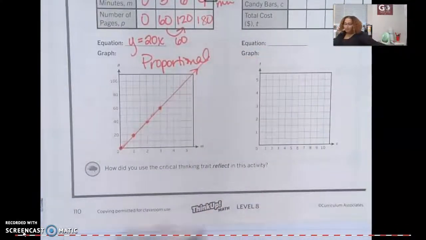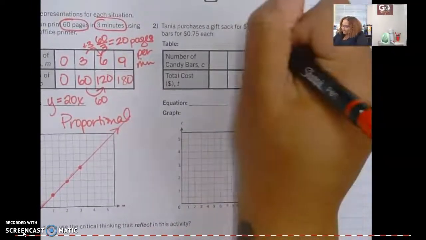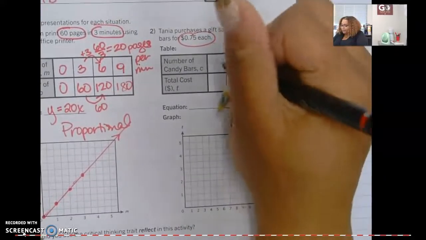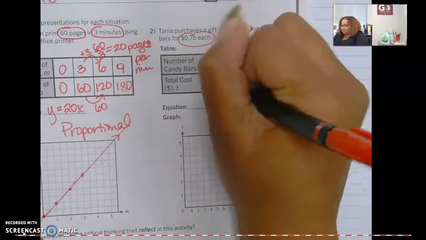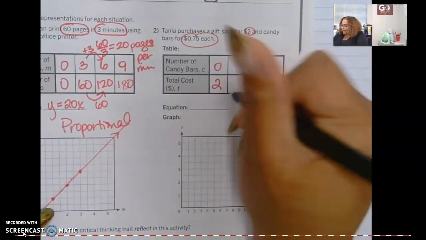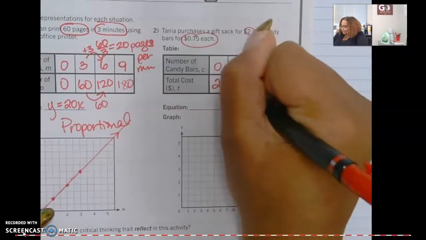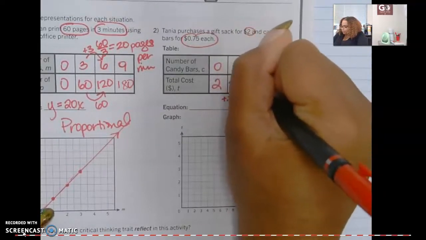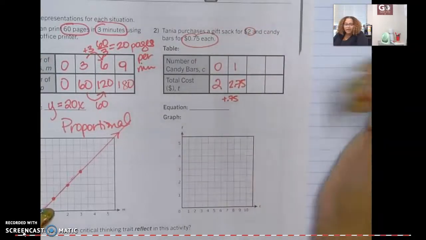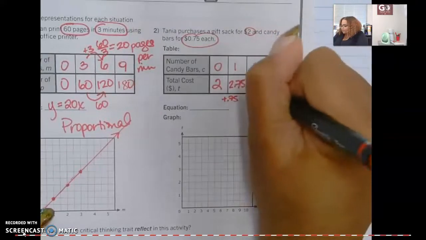Boom. Now over here, it says Tania purchased a gift sack for $2 and candy for 75 cents each. After 0 candy bars, she's already spent $2 on the gift sack. So I'm going to add 75 cents per candy bar. So 1 candy bar is $2.75, and then 2 candy bars will be $3.50.